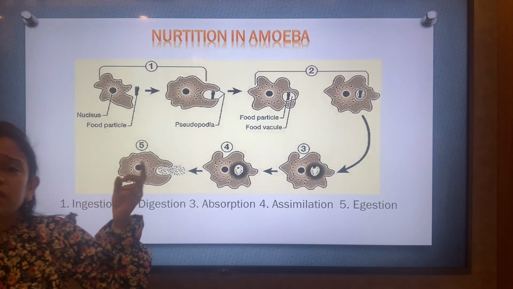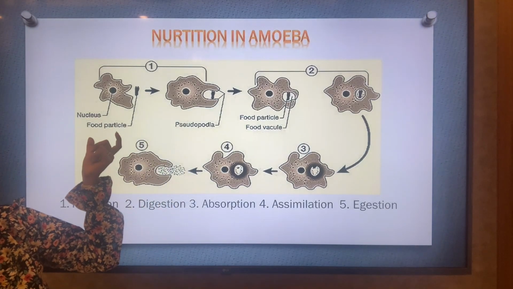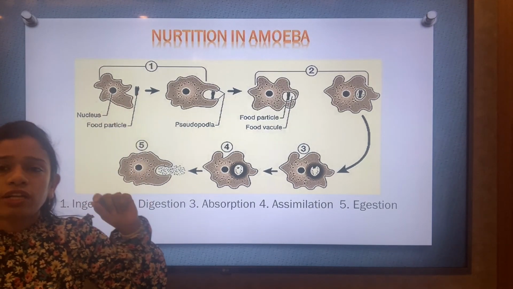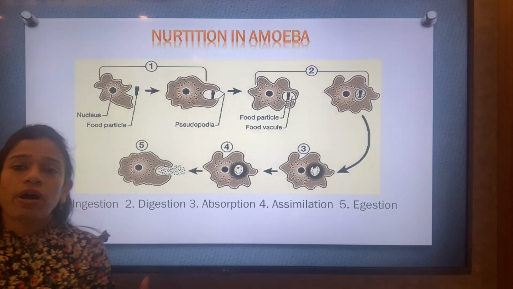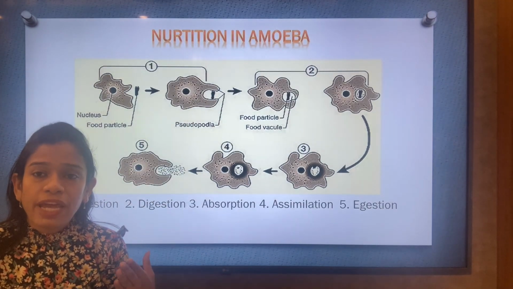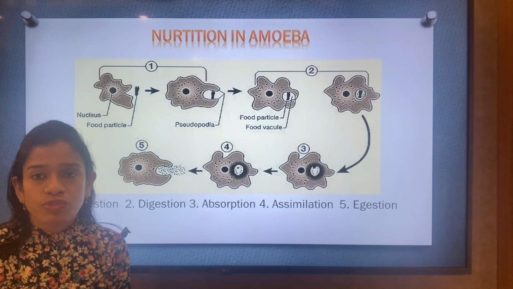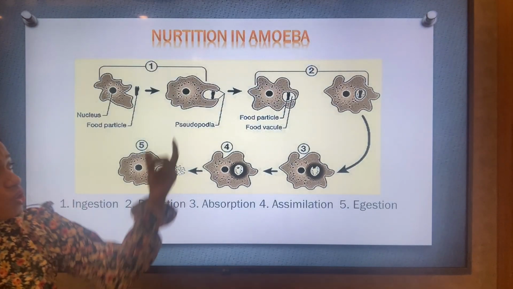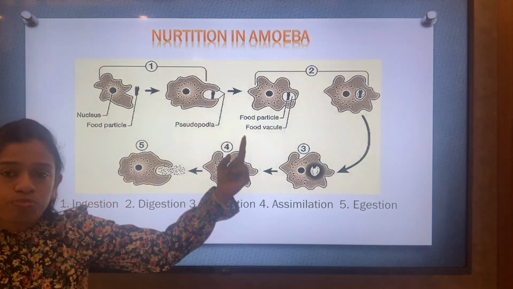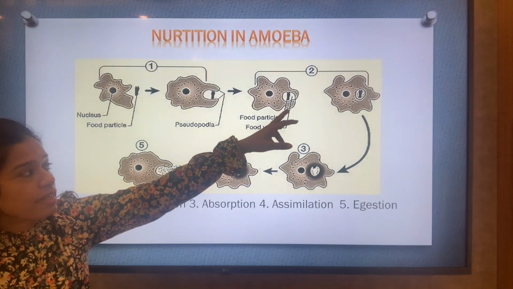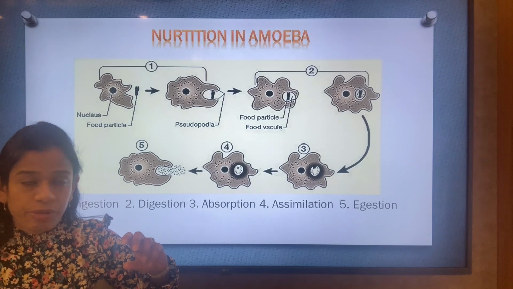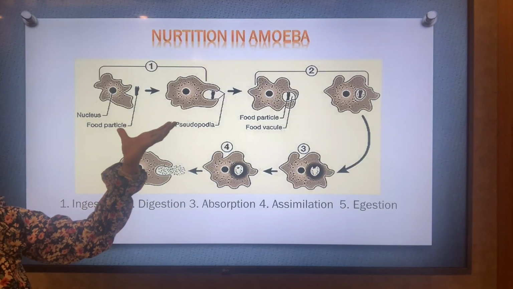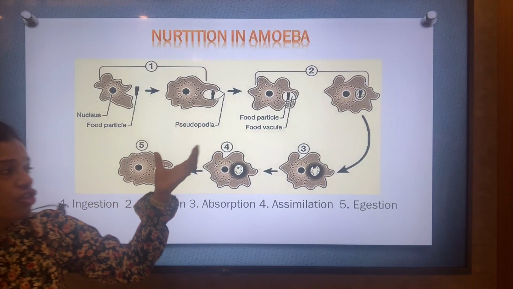The amoeba, a single cell organism, locates a food particle, and then the amoeba produces two finger-like projections known as pseudopodia, which go and engulf this food particle. Once this food particle is engulfed, slowly it is taken inside the body of the amoeba. So this first process is the ingestion.